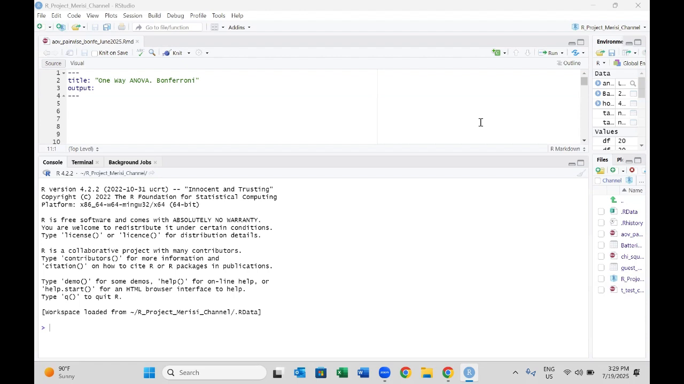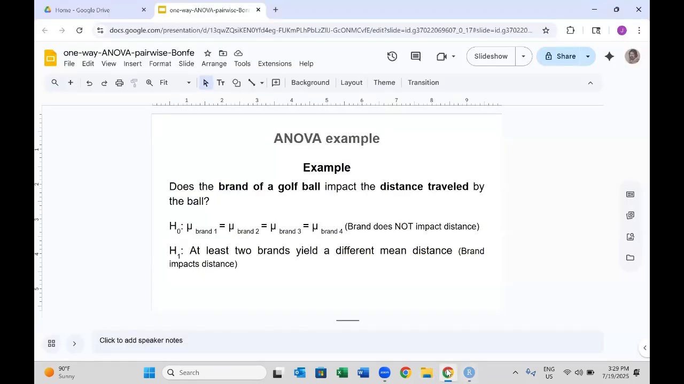Before we jump into R, I want to remind you a couple of things about post hoc tests. Okay. And for that, we're going to use this example. Let's say we're doing this ANOVA where we want to see if the brand of a golf ball impacts the distance traveled by the ball. Okay. In that case, we will be testing two hypotheses. A null hypothesis that claims that the average distance traveled by all brands is the same, versus the alternative that at least two brands yield a different mean lifetime.